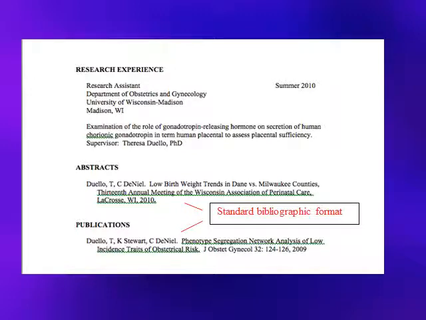So you can see with the abstracts, it's who are the authors, not just yourself. The title, Low Birth Weight Trends in Dane versus Milwaukee County. Where was it presented? 13th Annual Meeting of the Wisconsin Association of Perinatal Care. Where? La Crosse, Wisconsin. When? 2010. Same for the publication. First, second, third author. The title of the paper, the journal, the volume, the pages, the year. You have to be thorough here, and you have to credit everyone involved in the project.